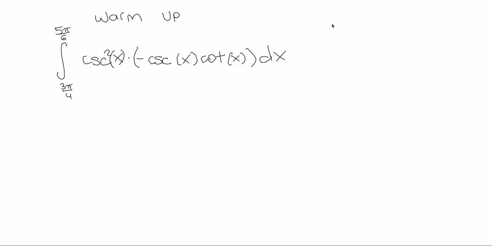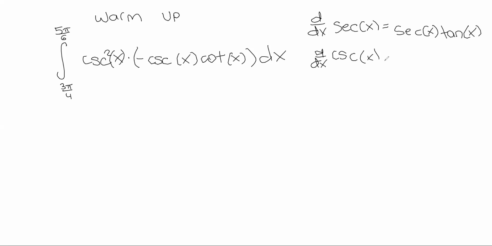So let's write off to the side of the page. Let's say that we know that the derivative of secant of x is secant of x times tangent of x. And then the derivative of cosecant of x is going to be negative cosecant of x cotangent of x.